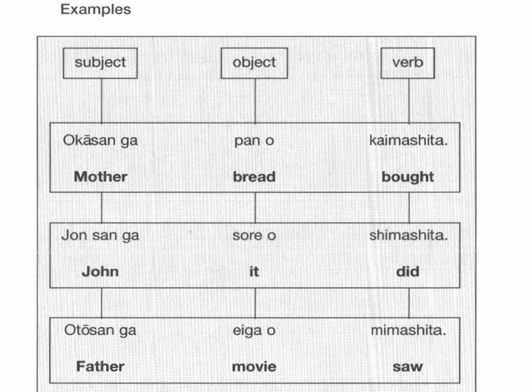In our last example, we have お父さんが映画を見ました. Father, movie, saw. Our subject is father, お父さん. Our object is movie, 映画. And our verb is saw, 見ました.